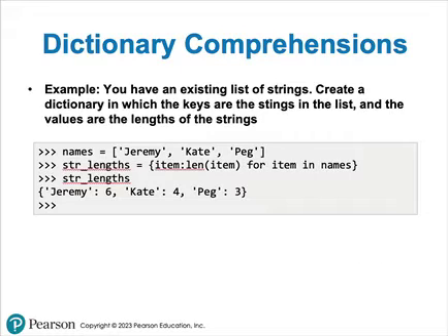Here what we're doing is we're taking a list of names, and we want to create a dictionary that has the name as the key, and as the value at that key has the number of characters that are in that name. So for each of the items, we are calculating the string length and putting it into the dictionary.